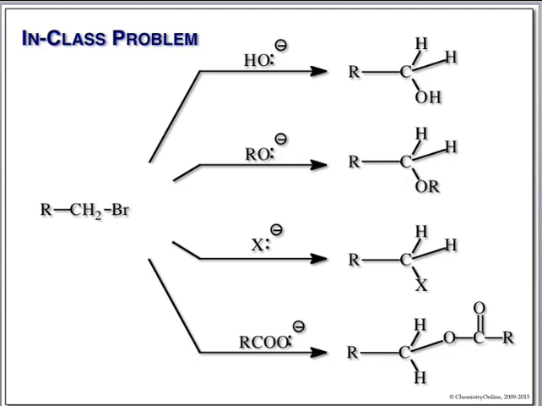Why does that go? Well, remember the carboxylate anion, this is a carbonyl, and this is just the anionic oxygen. That's a nucleophile, and our leaving group leaves.